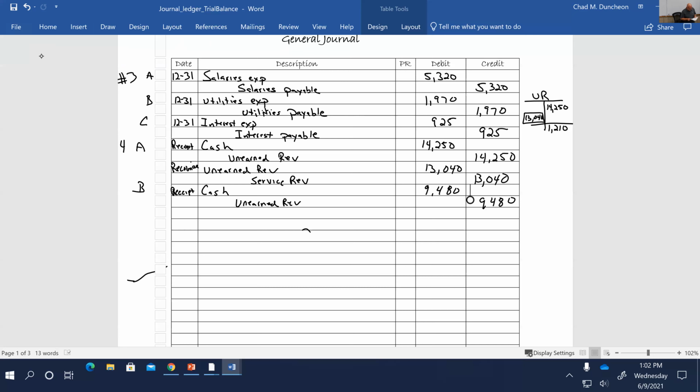Then it says 3,280 of services were provided before year end. So when we go to recognize our revenue, we're going to do the amount that was actually done, and here it gives us that amount. There is no calculation like there was in A where it gave us the ending balance. It tells us that these services were provided. So in this case, we take off unearned revenue, and now that the services have been provided, we can call it service revenue, and the amount that was actually done of 3,280.